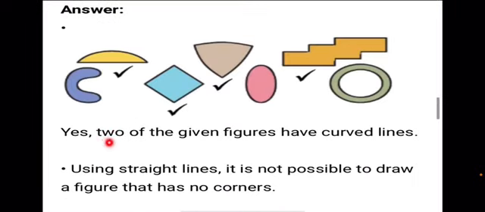So yes, 2 of the given figures have curved lines. So these are curved figures. Using straight lines, it is not possible to draw a figure that has no corners. So if you are using a straight line, it is not possible to have a figure with corners.